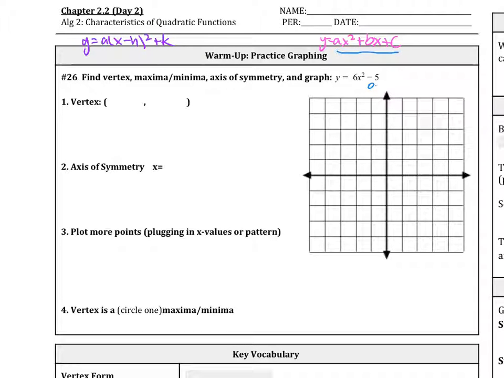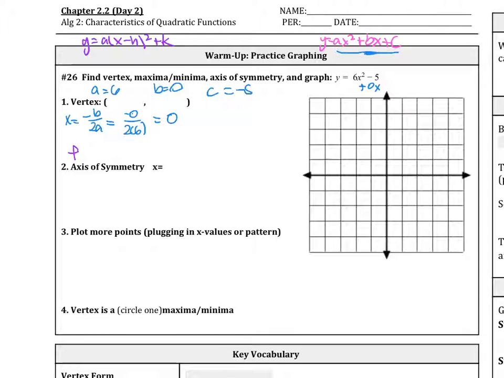So we're missing a 0x. We don't have our b value here. So let's add that in the middle. So we can identify our a is 6, b is 0, and c is negative 5. Remember, to find the vertex, we use x equals negative b over 2a. So we get negative 0 over 2 times 6, which is just 0. Then, to find the y value of our vertex, we plug in this 0.